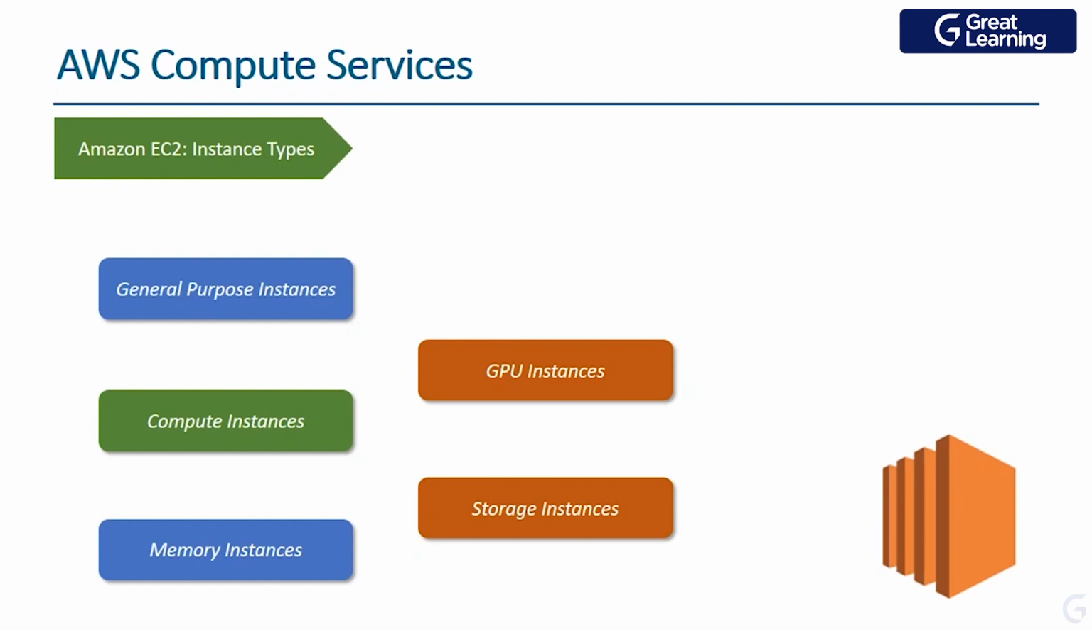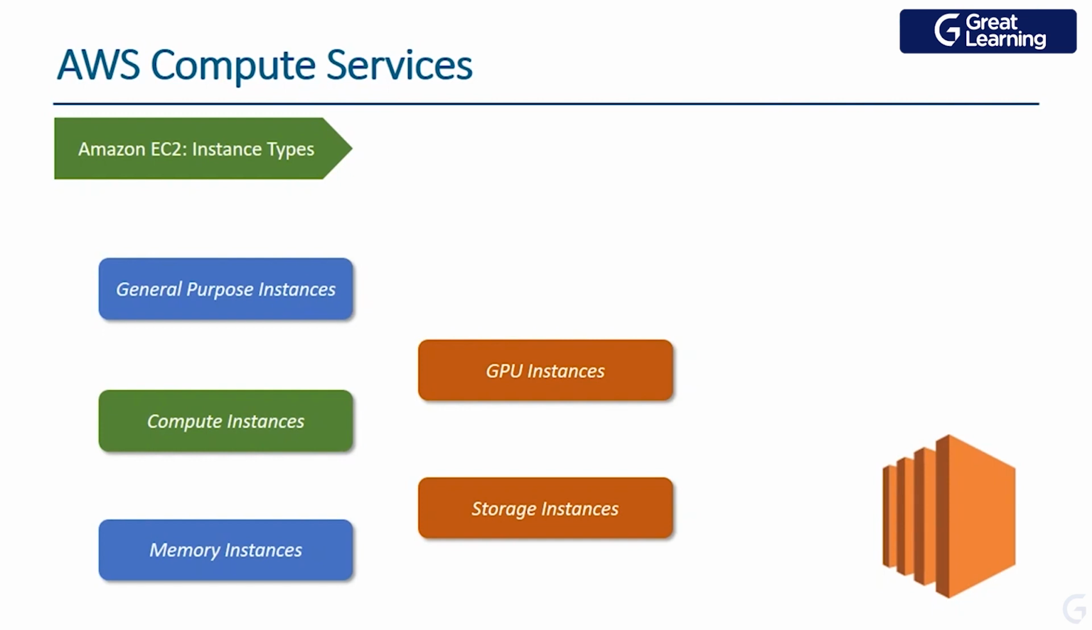Next is your compute instance. Now these are those instances where you need heavy computation, right? So basically when you're talking about high compute power, that is where your compute instances come into the picture. Memory instances. Now these are the instances that talk about processing data in memory. We are talking about our RAM, ROM, all those kinds of features here.